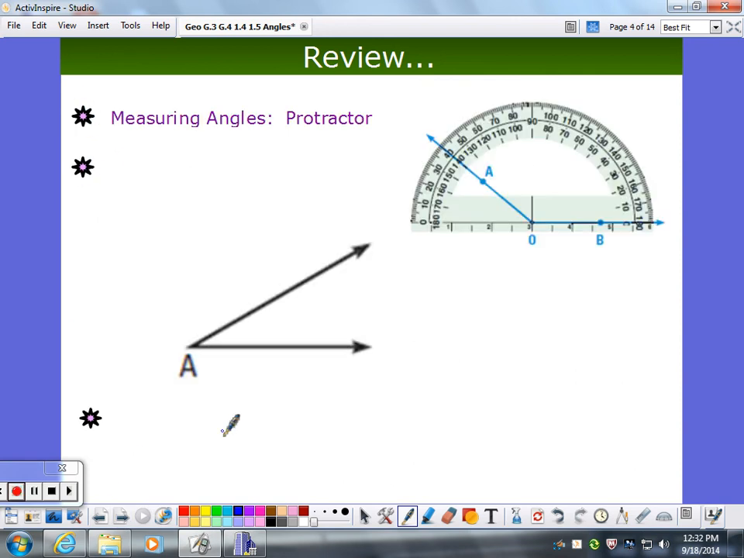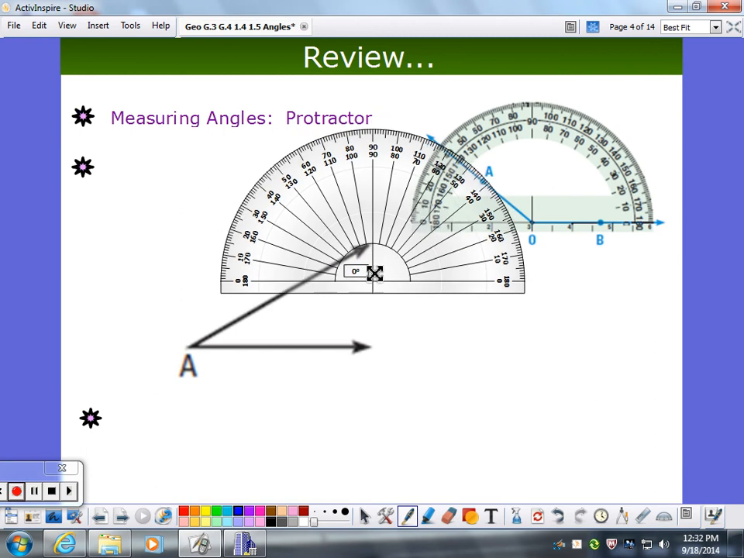We have measuring angles with a protractor. Who has measured an angle with a protractor ever? Not everybody has. So it doesn't make sense for us to spend a lot of time. Here's my quick review, and it'll be amusing because I'm horrible with these little tools.